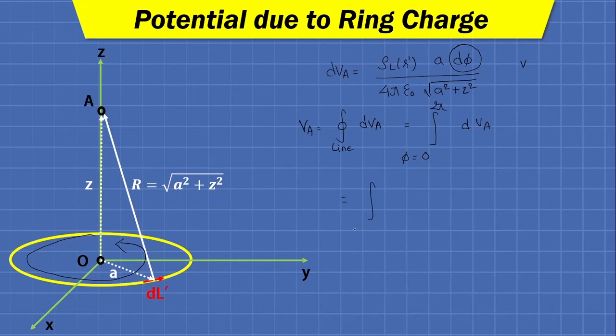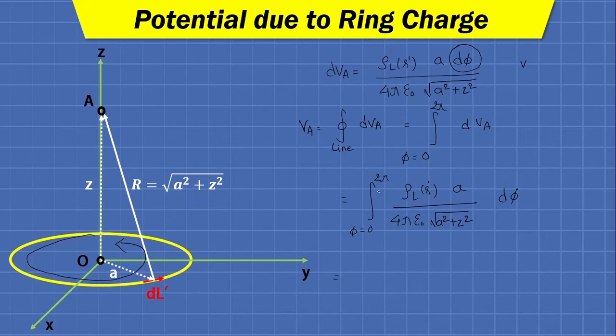So this integration will in turn become rho L r prime a divided by 4 pi epsilon naught under root a squared plus z squared d phi. Now as you can see, we do not have any component containing phi. Fine. So rho L r prime, a which is the radius of the ring, 4 pi epsilon naught, a squared plus z squared, all these things are constant and will come out of the integration.